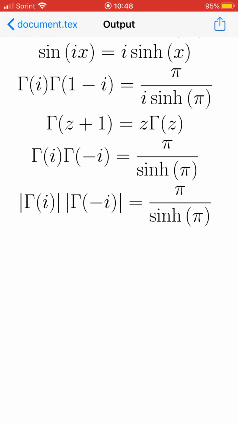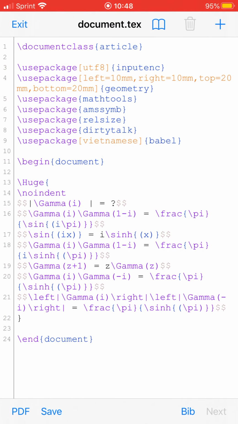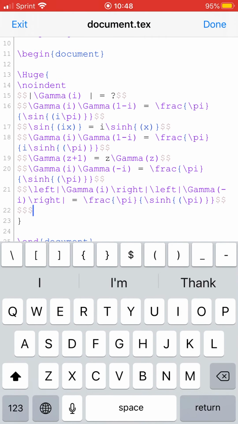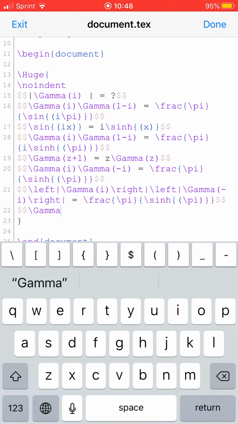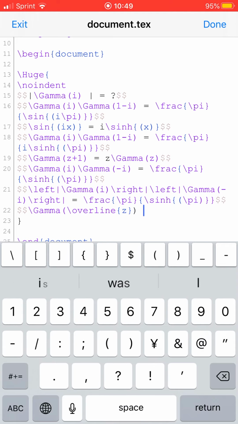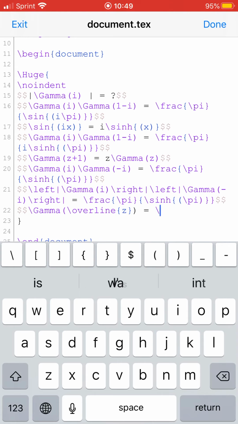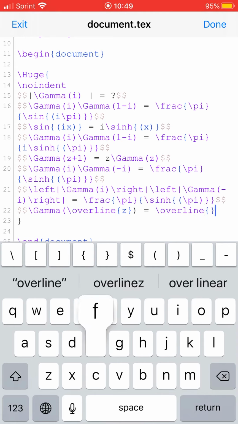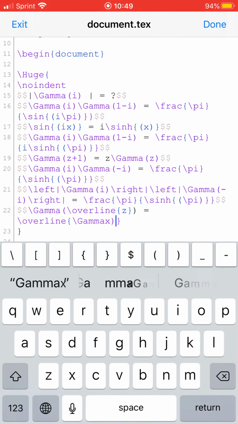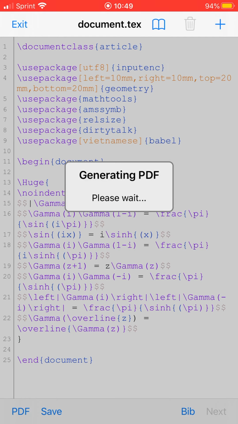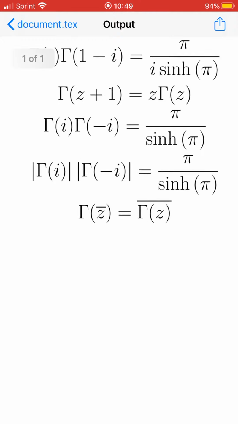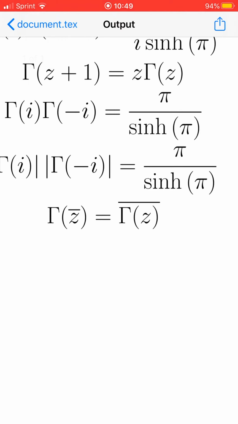So here negative I is the conjugate of I. And first let me write down the complex conjugate property of the gamma function, which states that gamma of the conjugate of z equals the conjugate of gamma of z.